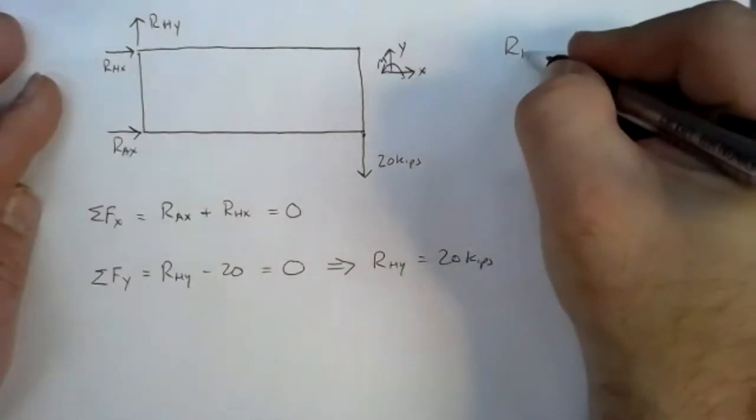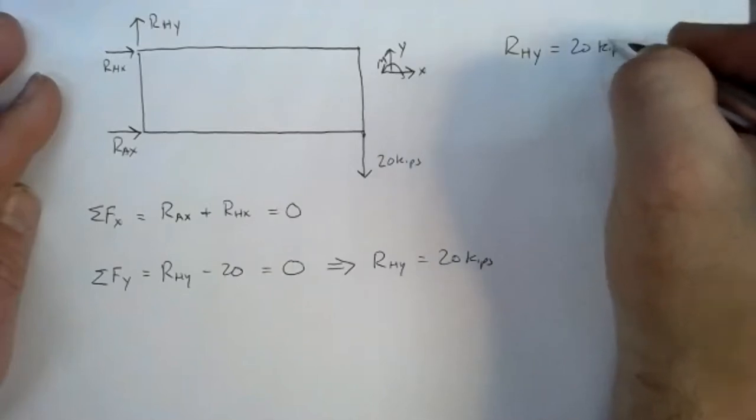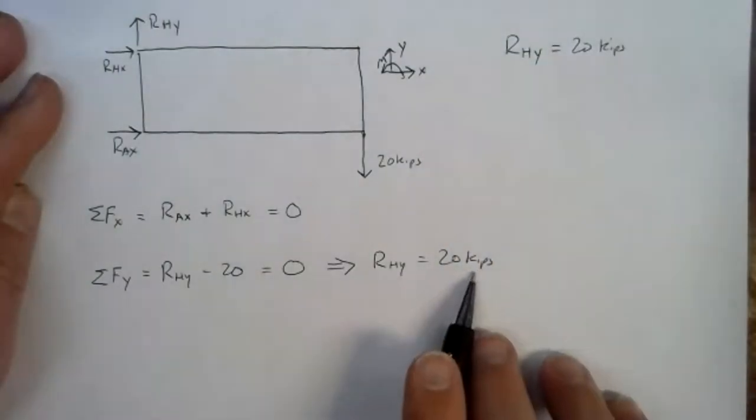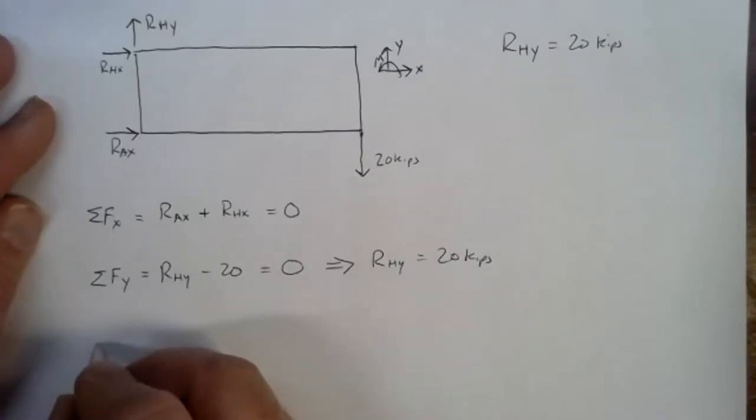So we've got one of our reaction forces. RHY is 20 kips. Came out positive, so the assumed direction was good. I assumed it was pulling up, and it actually is. So came out positive. Unfortunately, that doesn't help us with our x direction equation. So that's why we need our moment equation.